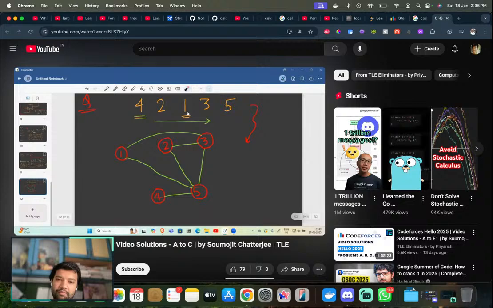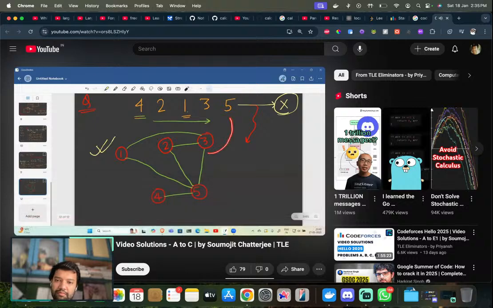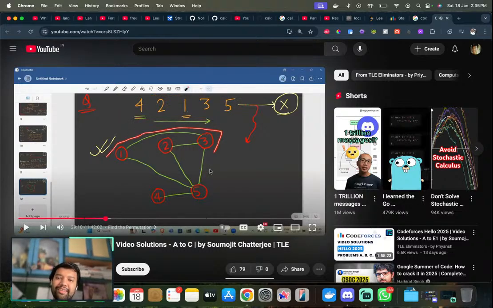Now what does the question say? The question says that they will not give you this permutation 4, 2, 1, 3, 5. They will give you this graph, and you need to output the permutation. Okay, now I understand the question.